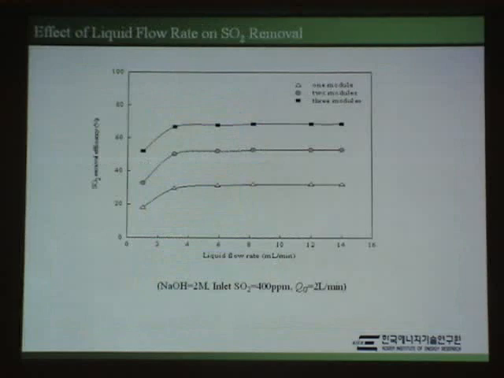Now the first operating variable was the liquid flow rate. Liquid flow rate was changed from 1 to 15, about 14 milliliter per minute. It was observed that SO2 removal efficiency increased sharply in the beginning and then attained a steady state. The sharp increase in the beginning is because at low liquid flow rate, the NaOH available for complete reaction with SO2 was not sufficient. That is why the removal efficiency increased in the beginning, and then it attained a steady state at a suitable liquid flow rate.